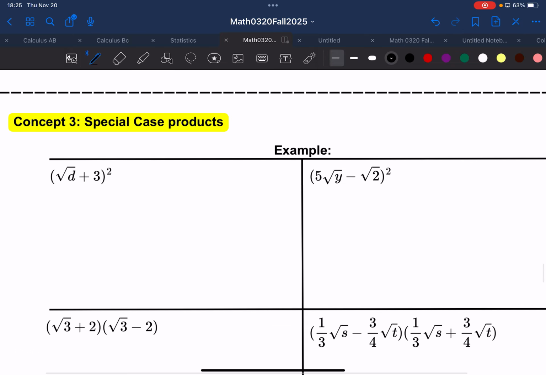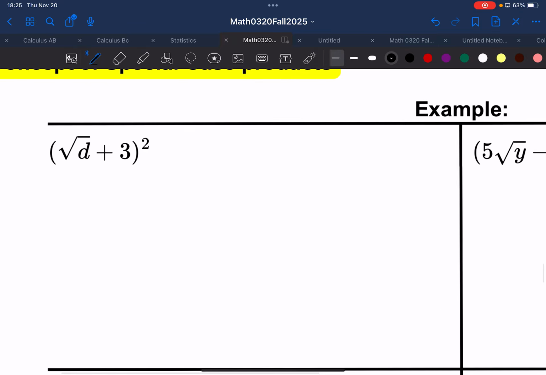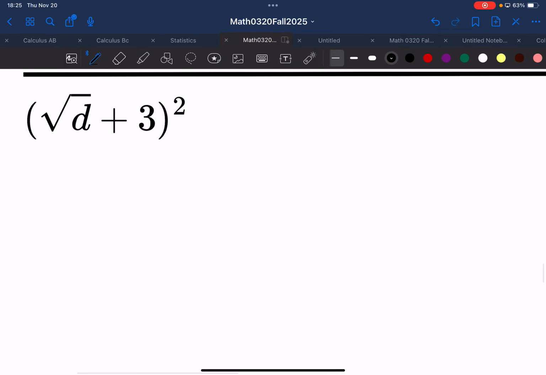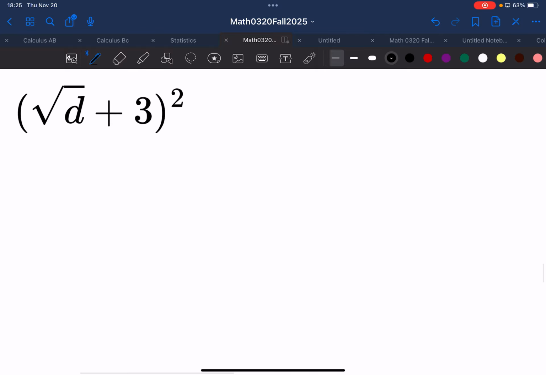Now we have special cases. All that means is, special cases are more rules. If you want to remember every little single rule that makes your life easier, then you memorize the special case. But you don't need to memorize the special case because we can do the same thing over and over again, and that's foiling. And we're going to get the same answer every time.